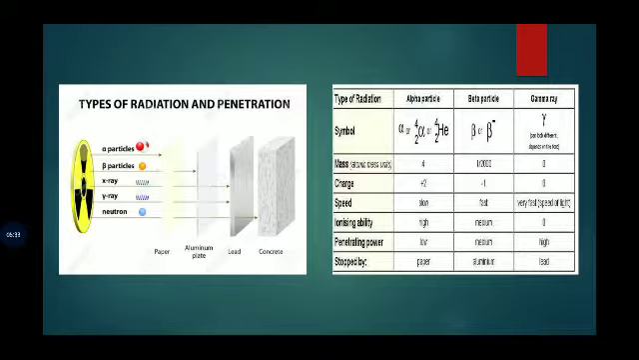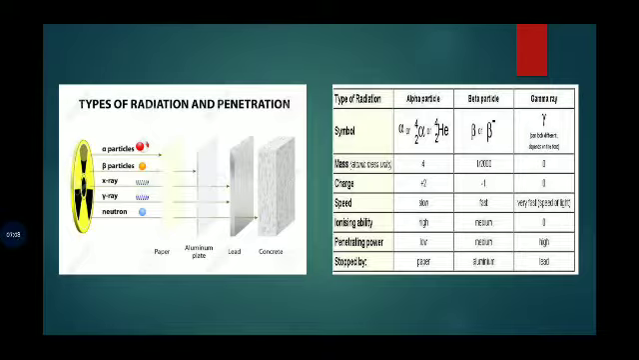The energy level of the beta particles is intermediate to alpha and X-ray, gamma rays. The other photograph, or the table here, shows the symbols of the alpha, beta, and gamma particles, atomic mass, the charge present on them, and the speed. Because the alpha particles are heavier, their speed is low. Beta particles are much faster, and the gamma rays are the fastest because they are the lightest and have the maximum penetrating power.